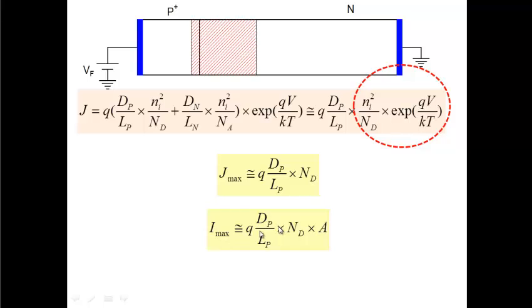DP and LP is not something that you can change a lot. So under your control are increase doping or increase area. Which one would you prefer? Area? Increase area is very simple. Increase area, you get more current. Very simple.